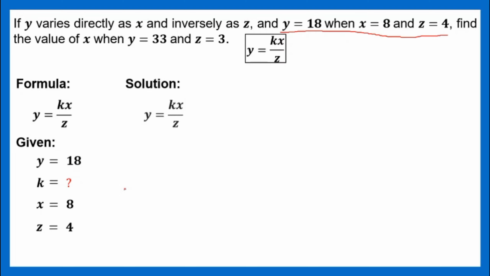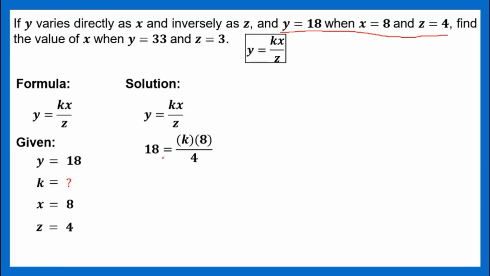Then, solution tayo dyan. Y is equal to kx over z. Don't forget to write the formula. Then, substitute lahat ng values. Ang y naging 18, correct. Ang k naging k pa din kasi unknown siya. Ang x naging 8, tama. Ang z naging 4, tama. So, always double check para hindi tayo magkakamali.